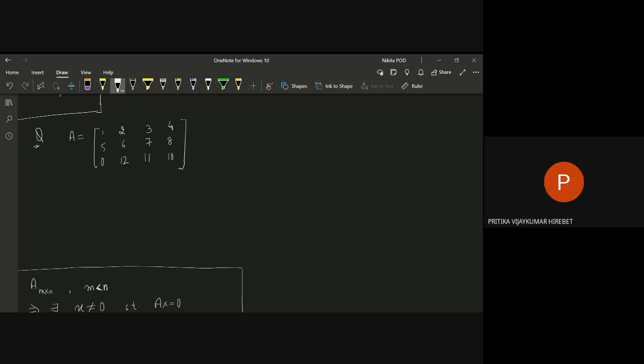Ma'am, if none of the rows is a multiple of another row, then can we say that the columns are linearly independent just by checking multiples? Yes, you can check that way also.